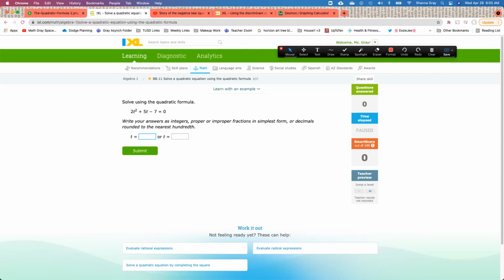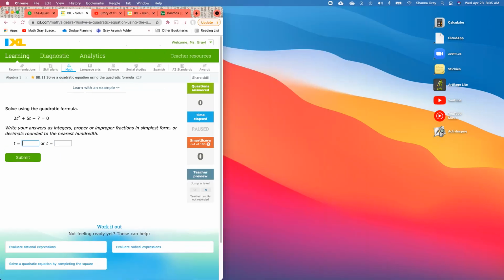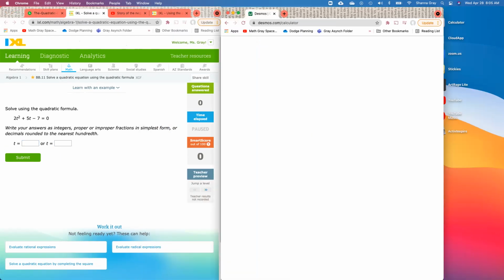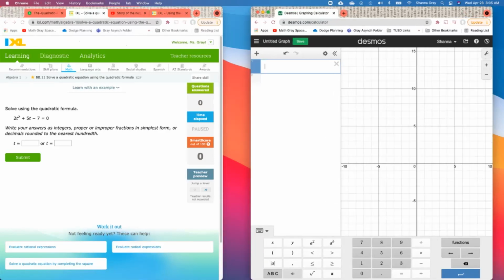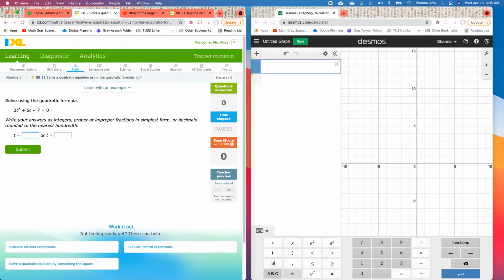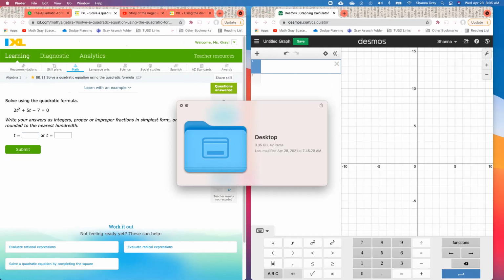So what I wanted to show you now is how you can use technology to your advantage. So I'm going to make this smaller, and then I'm going to grab Desmos. And what I'm going to do is show you how to build this formula into Desmos so that you don't have to write it down every time and you don't have to do it on paper. Because overall, you have a computer that can help you.